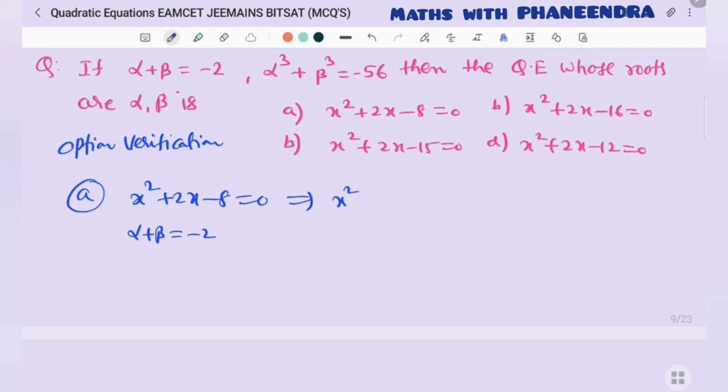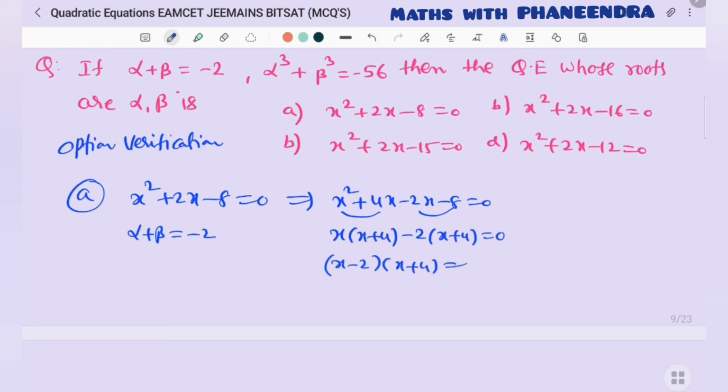From this, x square plus 4x minus 2x minus 8 equal to 0, factorization. x into x plus 4 minus 2 into x plus 4. So x minus 2 into x plus 4 equal to 0. So x is equal to 2, x is equal to minus 4. So these are the roots. That means alpha is equal to 2, beta is equal to minus 4.